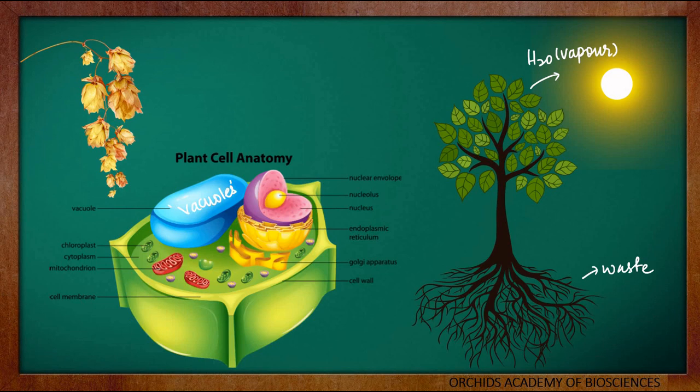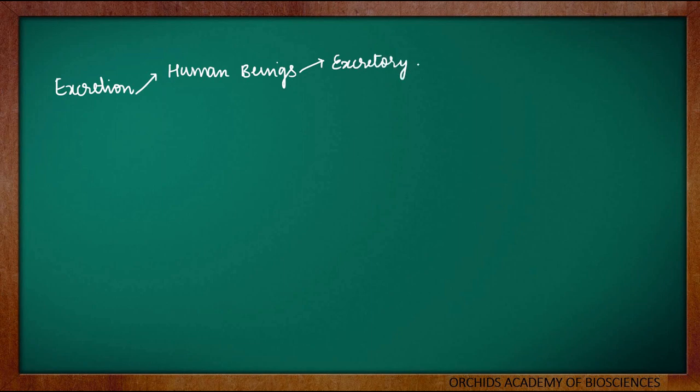So now let us quickly recall what we have discussed in this video. We have started with the definition of excretion, that is the removal of metabolic waste from the body. Then we studied about the excretion in human beings, where we studied the human excretory system and its parts, which involves the kidneys, ureters, the urinary bladder, and finally the opening called as the urethra.